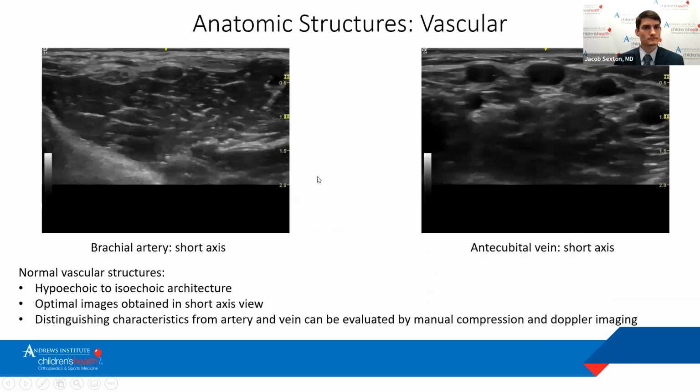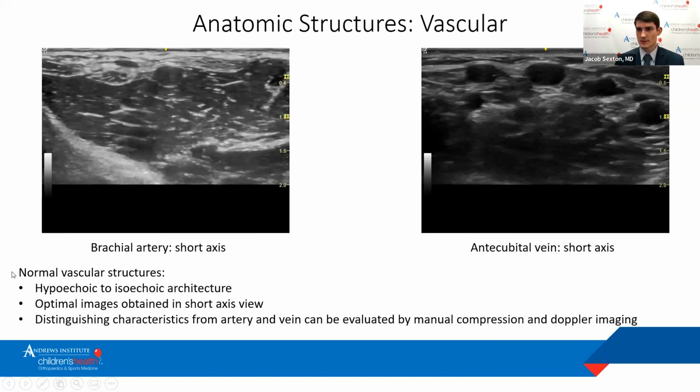Now, vascular structures are pretty easy. They're best visualized in short axis, and when I'm evaluating them from the musculoskeletal standpoint, it's predominantly for IV placement, as well as to assess, whenever I'm about to perform a procedure, to make sure I'm not getting close to any of these important vascular structures. They're pretty easy to distinguish under diagnostic ultrasound.